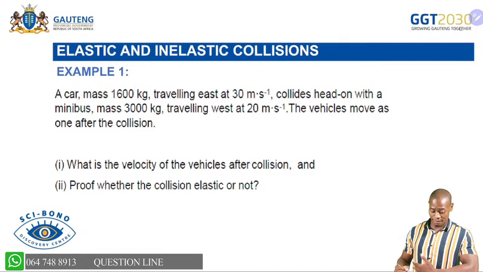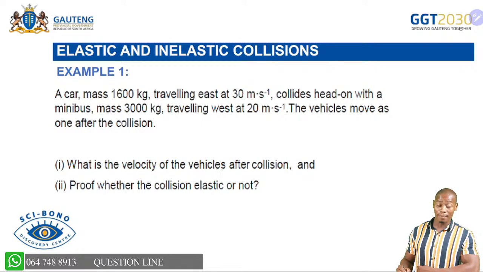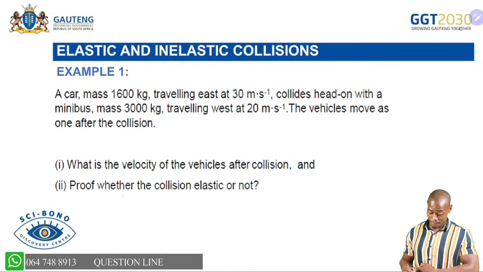For example, in this case, a car of mass 1,600 kilograms traveling east at 30 meters per second collides head-on with a minibus of mass 3,000 kilograms traveling west at 20 meters per second. Then the vehicles move as one after the collision. All right, so the first question: they want us to calculate the velocity of the car-minibus system after the collision and prove whether this collision is elastic or inelastic.